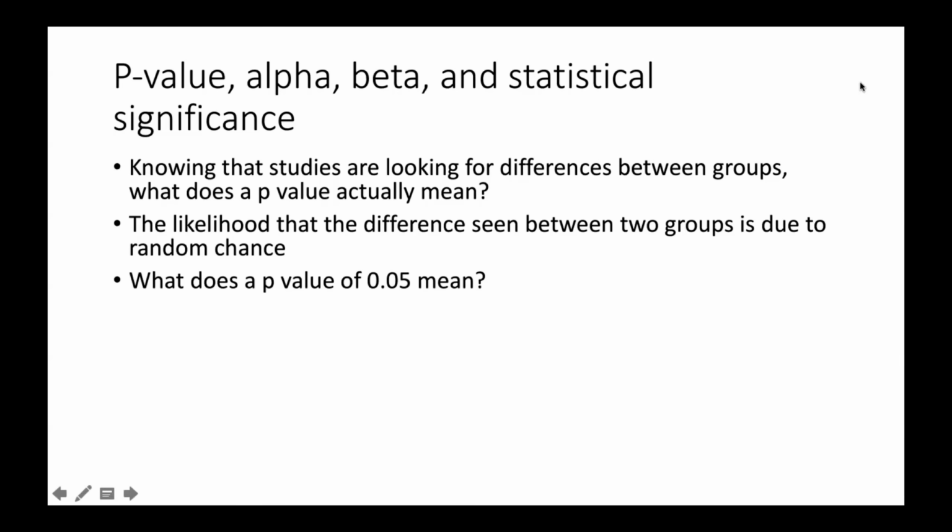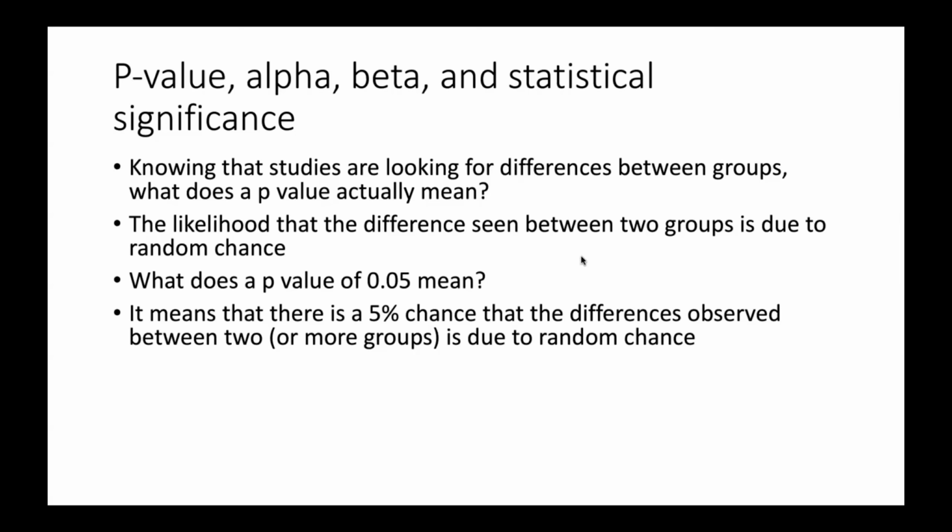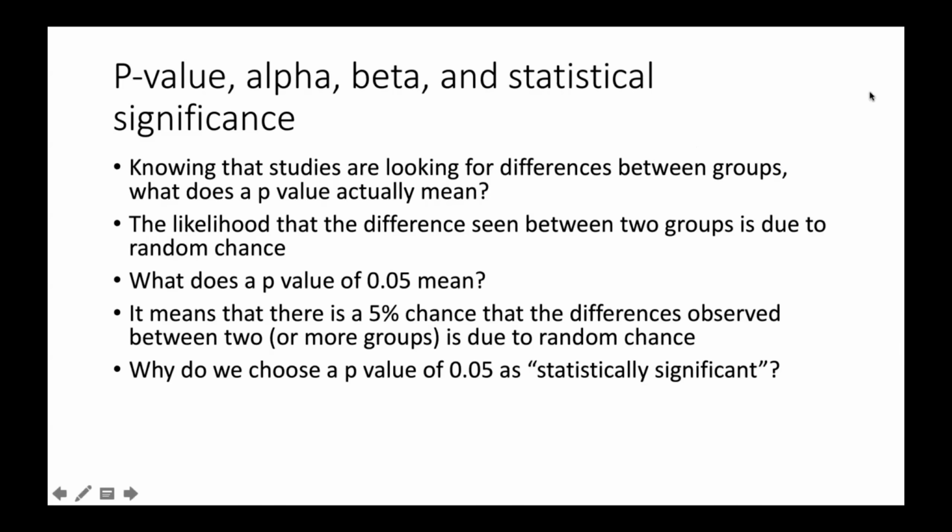Mitsu, what does a p-value of 0.05 mean? That means 5% chance. There is a 5% chance that the difference observed between the two is due to random chance. Yeah, very good. Exactly. And then Kristen, can you tell me why do we choose a p-value of 0.05 as statistically significant? We're saying that it's insignificant that 5 out of 100 times the two groups are different when they're actually not. Okay, good.